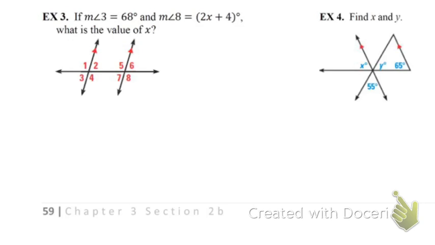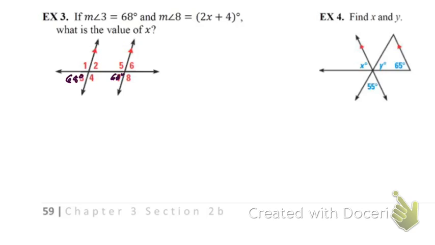All right, we can go through these next ones. Measure of angle 3 equals 68 degrees. I need to get to the measure of angle 8. Can someone talk me through how? Because of corresponding angles, angle 7 is also 68 degrees. Angle 7 plus angle 8 equals 180.